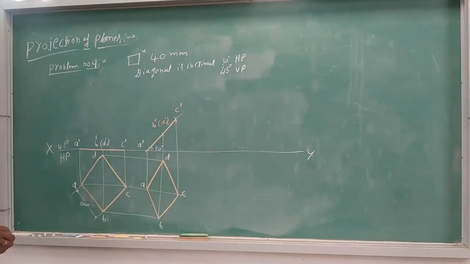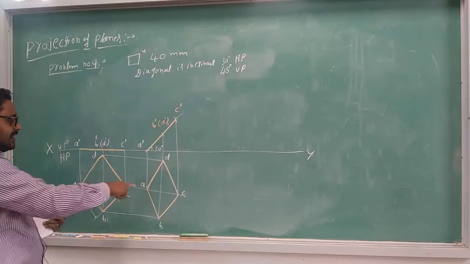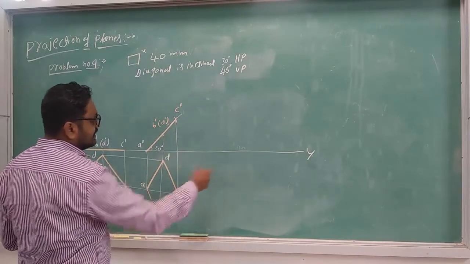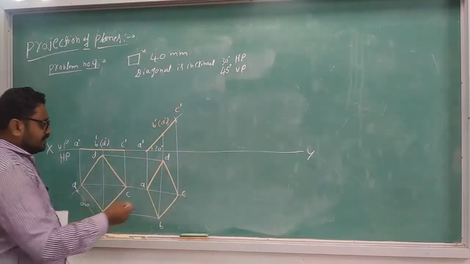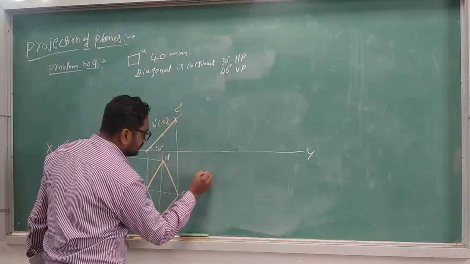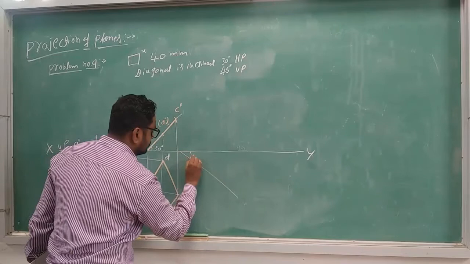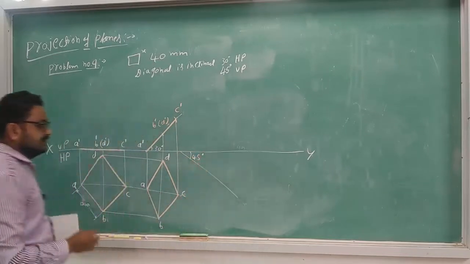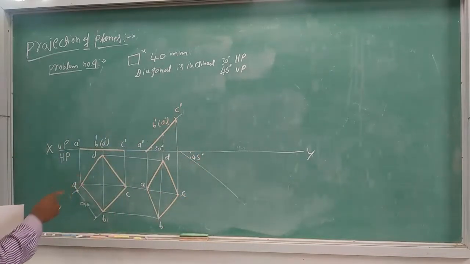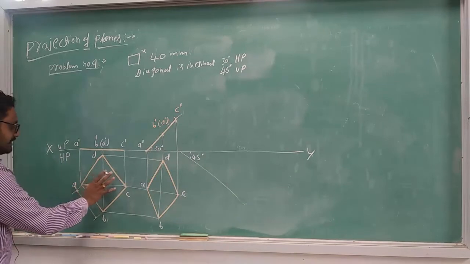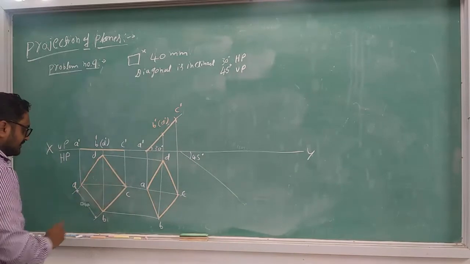Coming to the last step, the same diagonal AC is inclined to VP at 45 degrees. First we measure 45 degrees and draw a line of 45 degrees. But one condition comes here: this diagonal AC in the first step has a certain length.